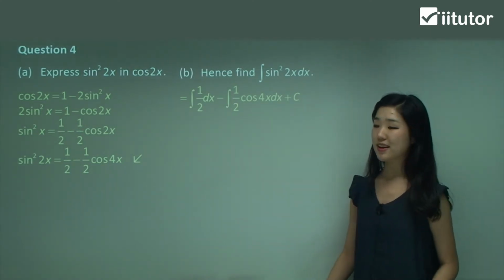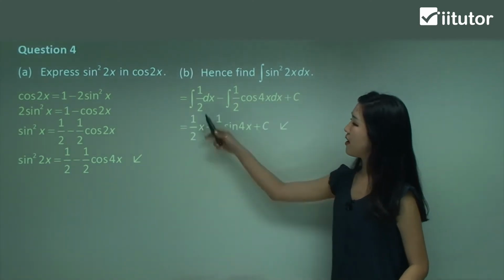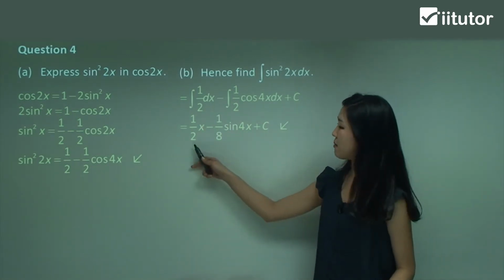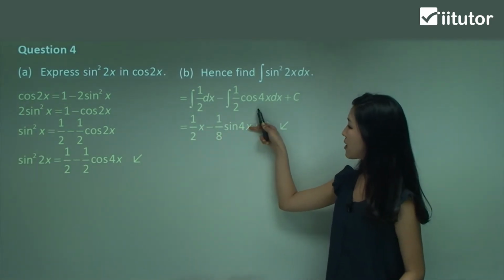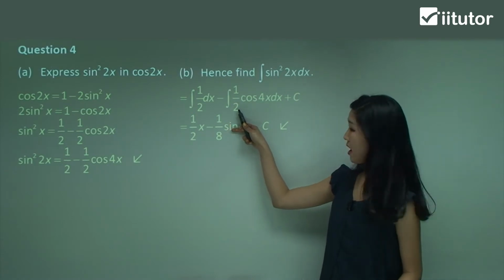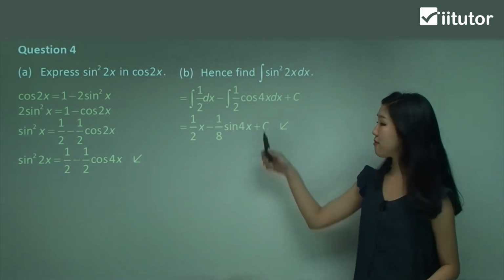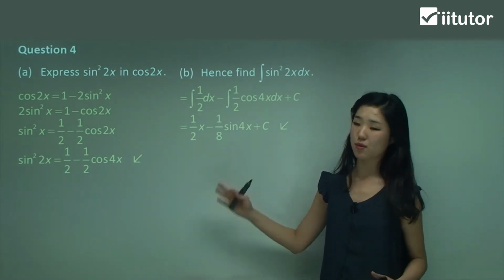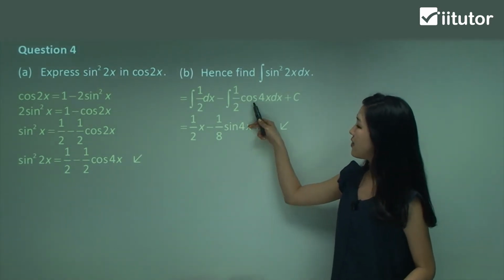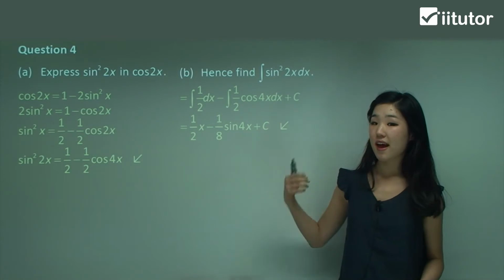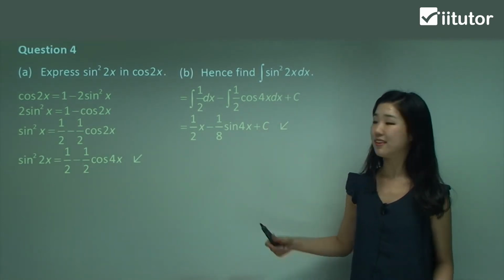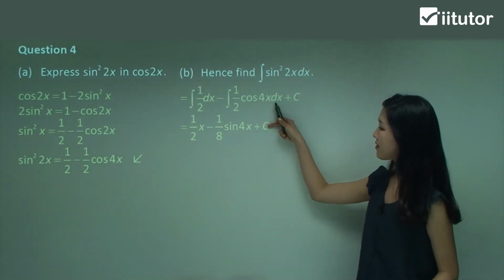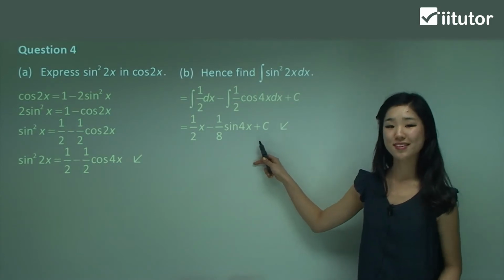So let's integrate it one by one. Half, simply integrated, becomes half x, and this one becomes half times 1 over 4, which becomes 1 over 8. Half times 1 over 4 is 1 over 8. And then the integral of cos x is simply sine x, isn't it? So the integral of cos 4x is simply sine 4x, yeah?